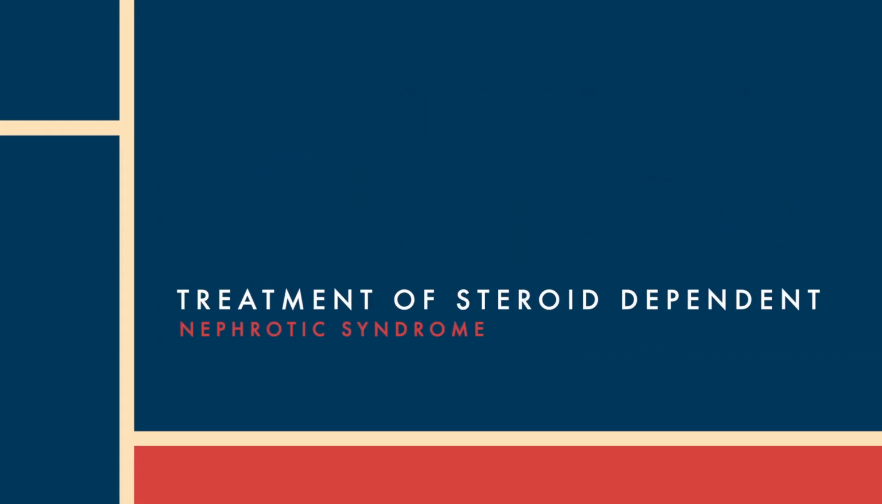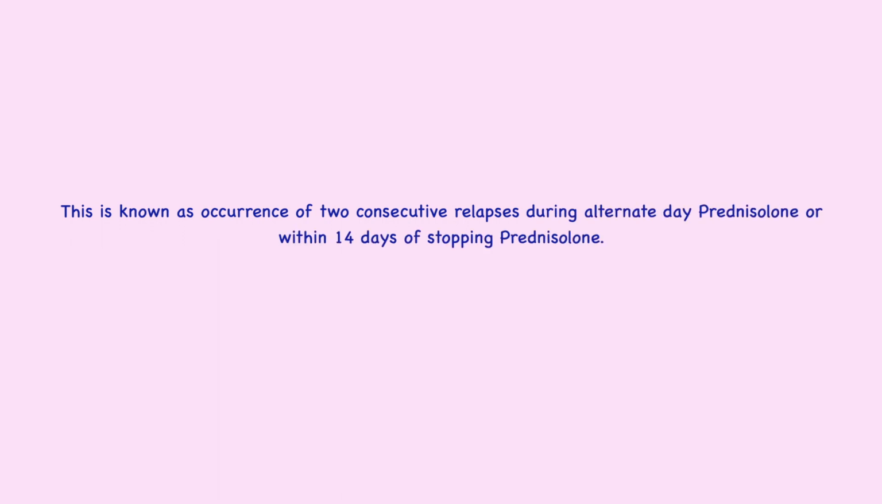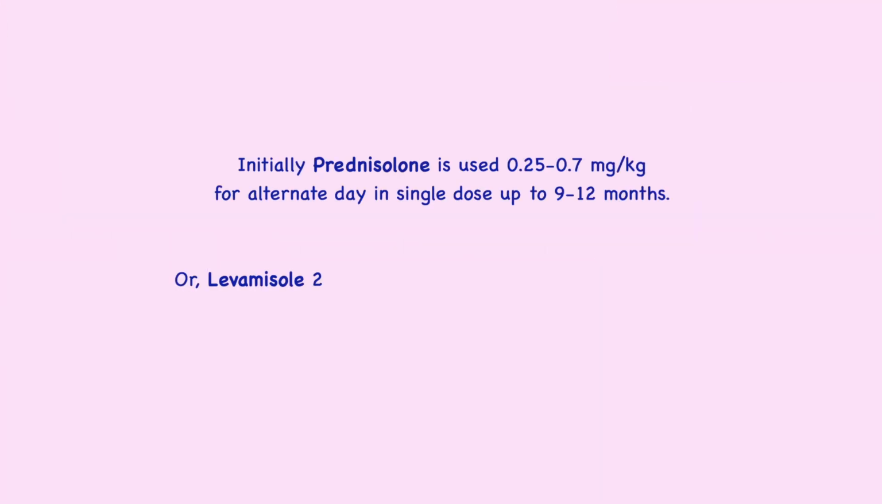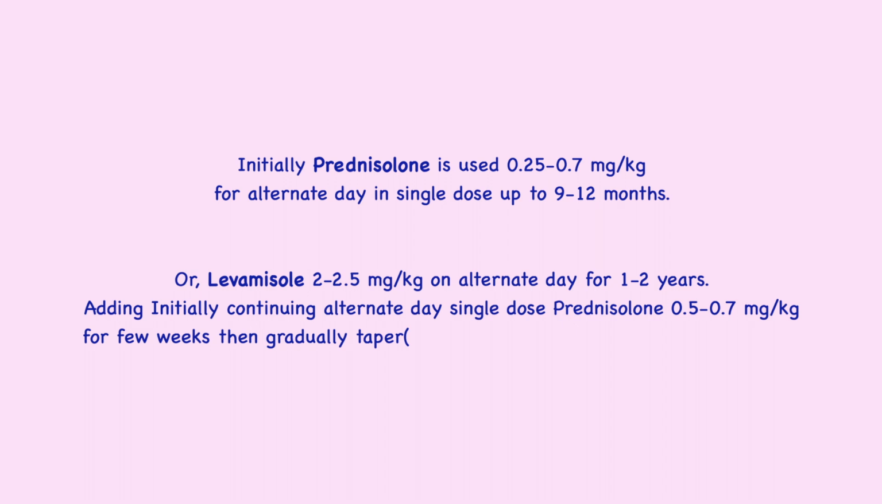Treatment of steroid-dependent nephrotic syndrome. This is known as occurrence of 2 consecutive relapses during alternate day prednisolone or within 14 days of stopping prednisolone. Initially, prednisolone is used 0.25 to 0.7 mg per kilogram for alternate day and single dose up to 9 to 12 months. Or levamisole 2 to 2.5 mg per kilogram on alternate day for 1 to 2 years.